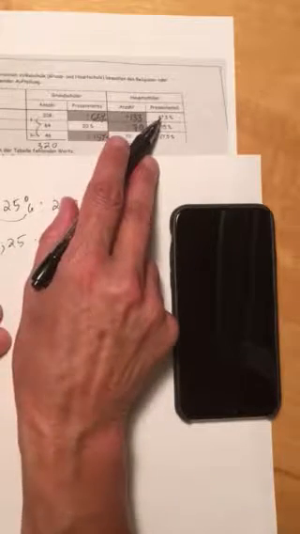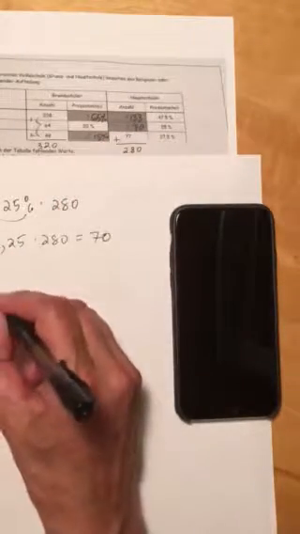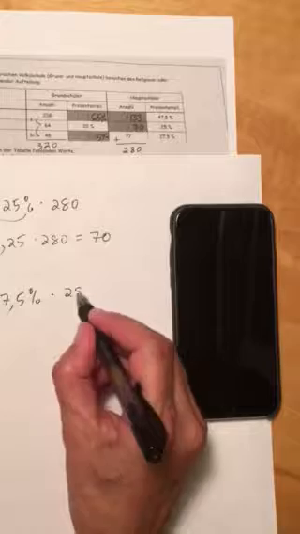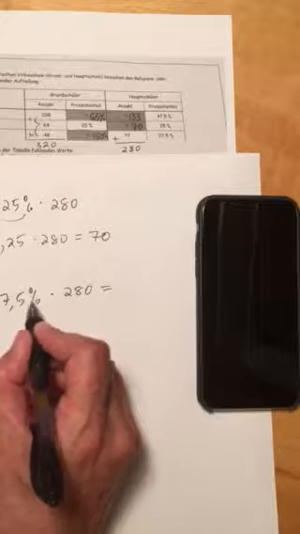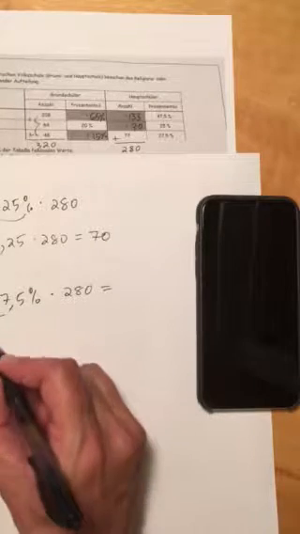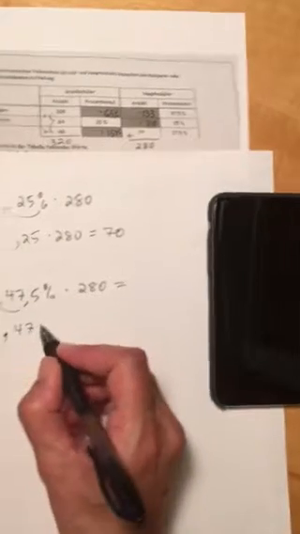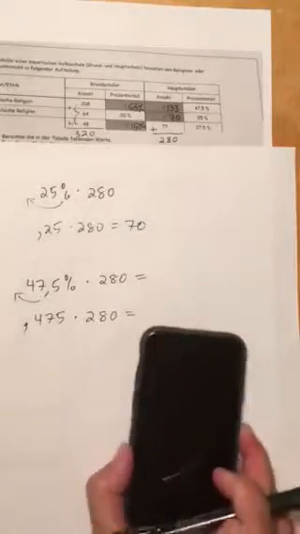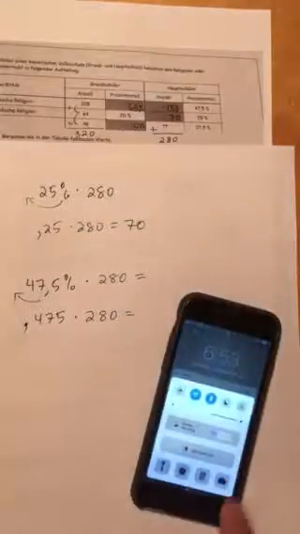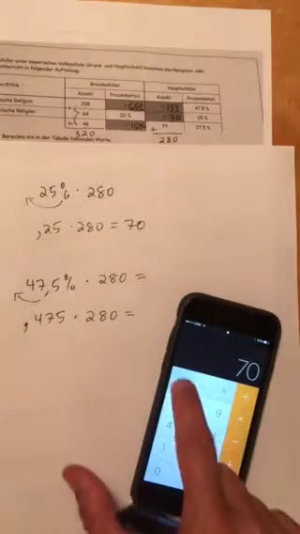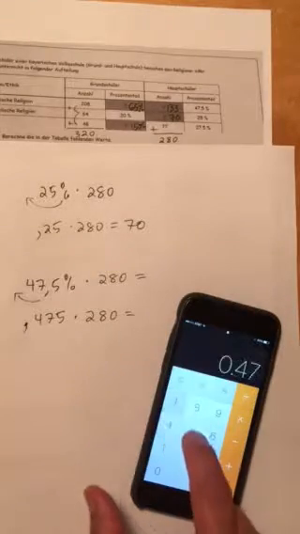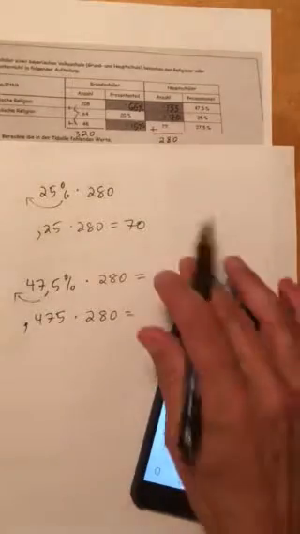Over here, for Catholic, we have 47.5% of the total, and the total is 280, take Catholic religion. So again, because it's a percent, you need to move that decimal place over 2 places. So we have 0.475 times 280. It's going to give us the number of Catholic students. So we get 280 times 0.475 equals 133.